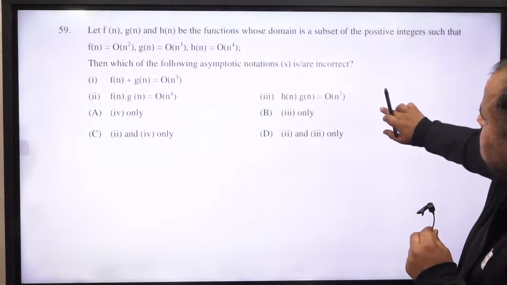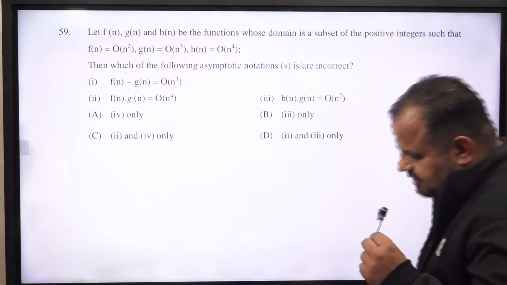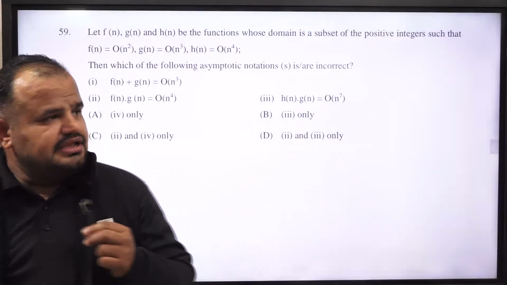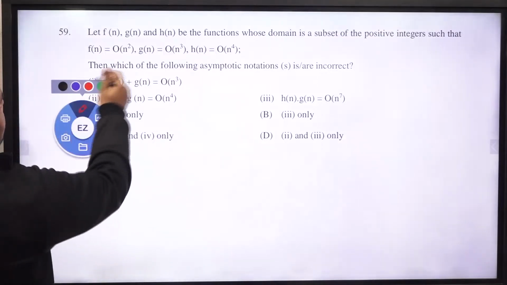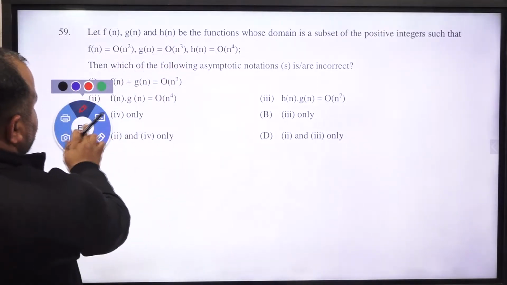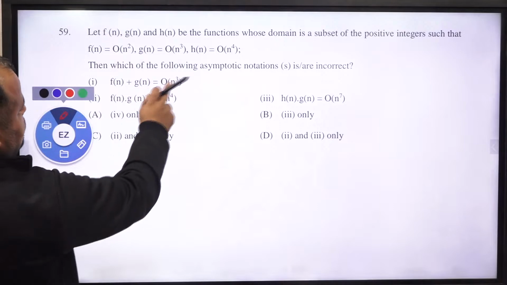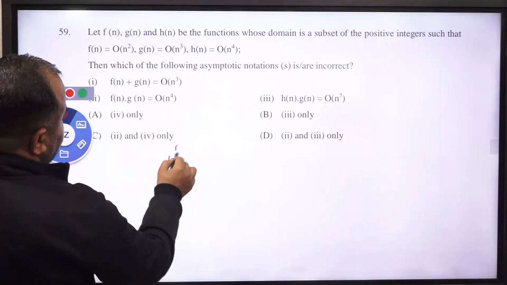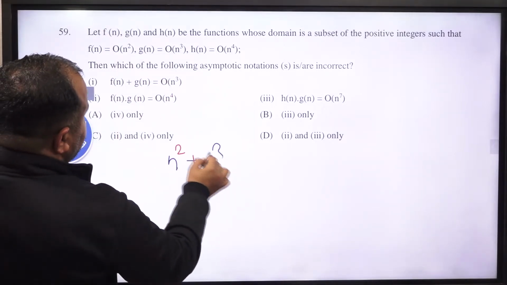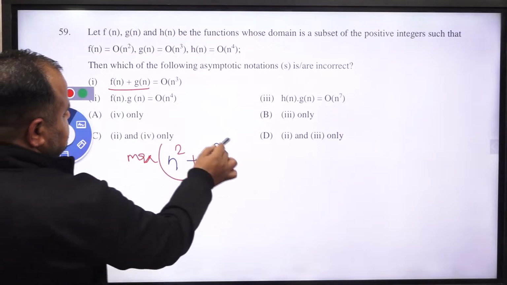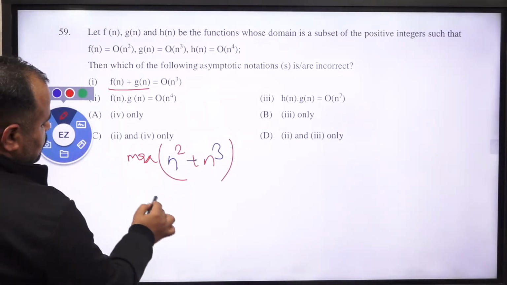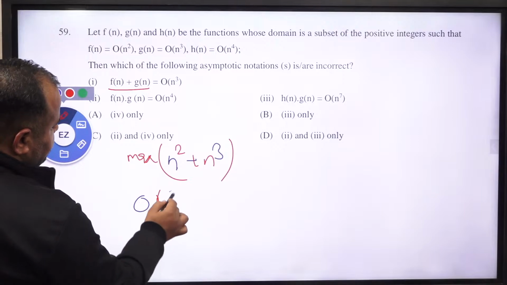Now, tell me, what is the right answer? See, my dear students, here, if you can perform, what is f of n and g of n? So first answer is f of n plus g of n is order of n cube. So n square plus n cube. In the case of plus, we have to take the maximum. So the maximum of n square plus n cube is n cube. So big O of n cube.